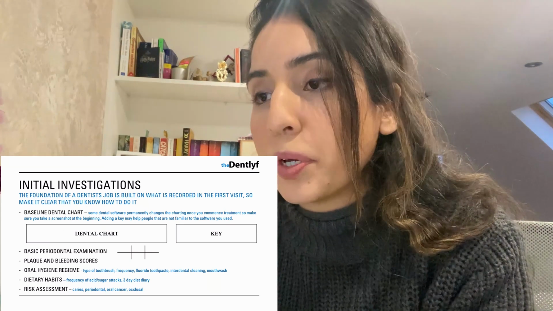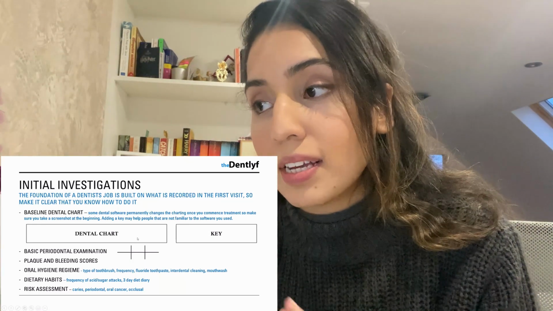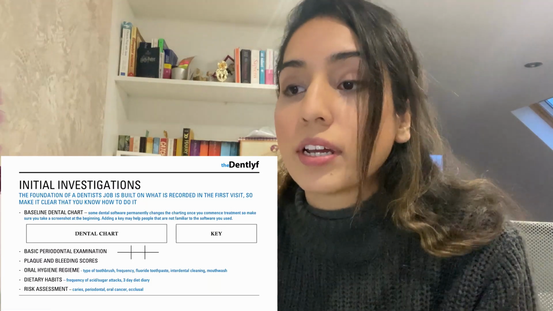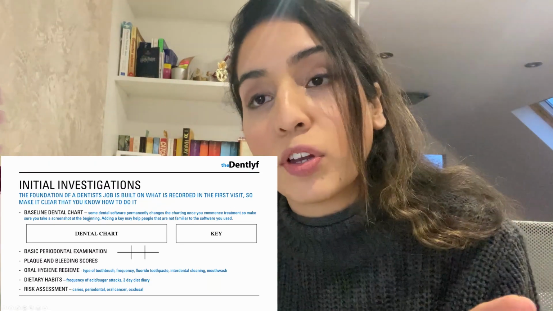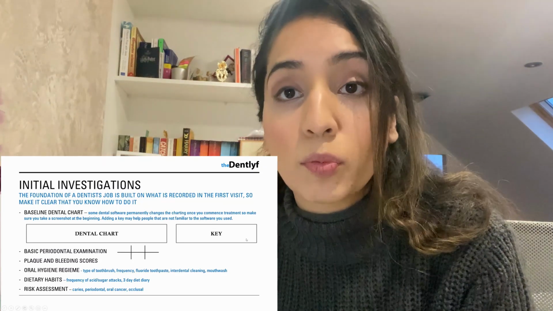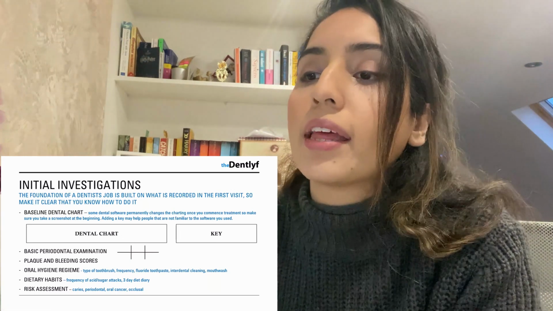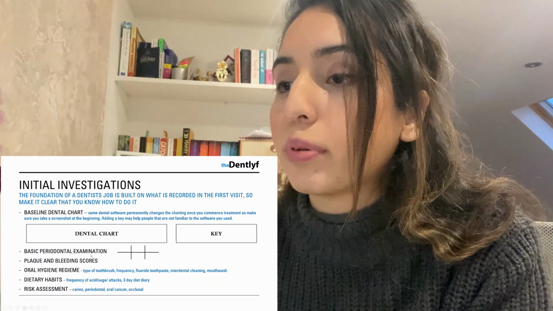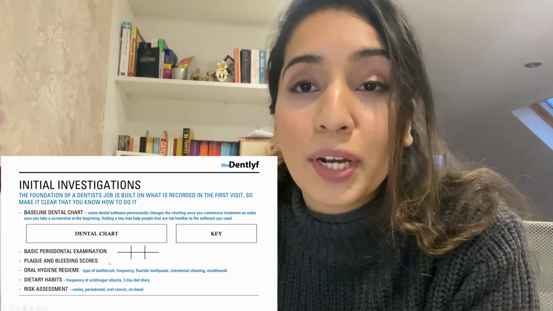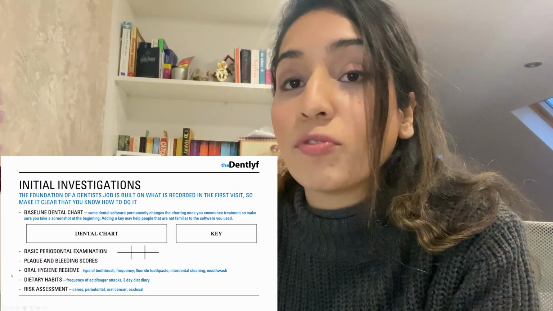So here I've put the dental chart. Remember to screenshot the chart in the beginning, because some software doesn't let you change a chart back to what it was before once you've changed it. So screenshot it after you've done your baseline chart, and then I would add a key, because not everyone has used the software that you use, to show them what the chart means basically. Okay, then you have the BPE that you put over here, plaque and bleeding scores. However you do it, put it into a percentage, I'd say, and then put it there. And then oral hygiene regime.